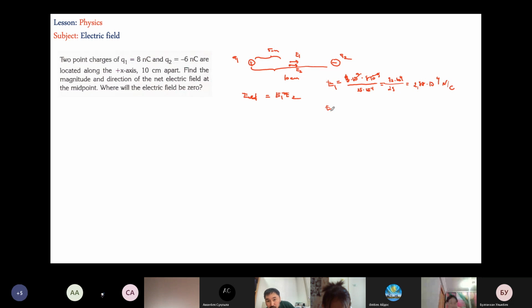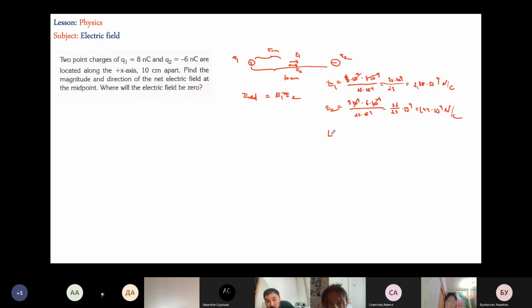What about the E2? E2 is 9 times 10 to the power of 9 times 6 nanocoulombs, 6 times 10 to the power of minus 9. Again, the power is simplified, and over 25 times 10 to the power of minus 4. So 36 over 25 times 10 to the power of 4. 36 over 25 will give me 1.44. So 1.44 times 10 to the power of 4 Newton per coulomb.